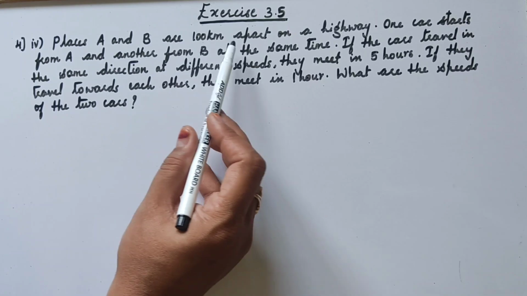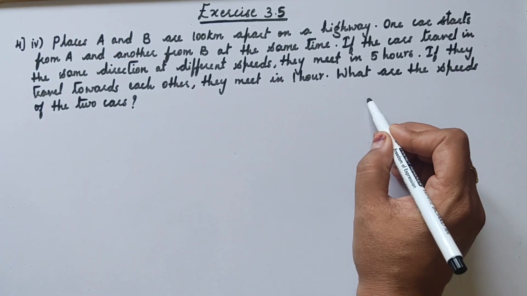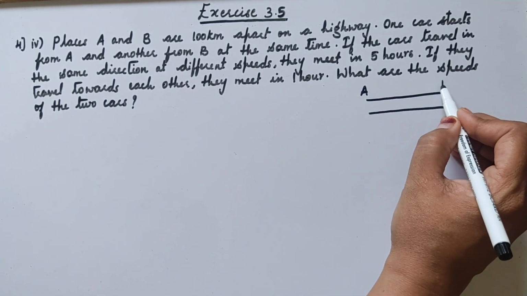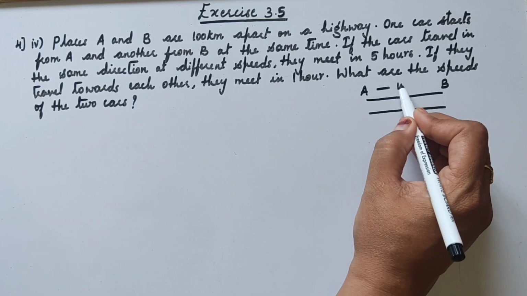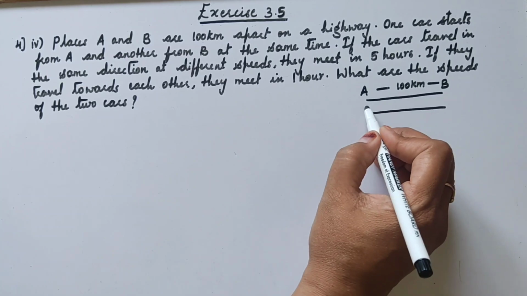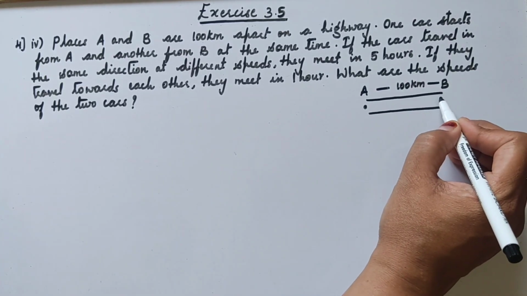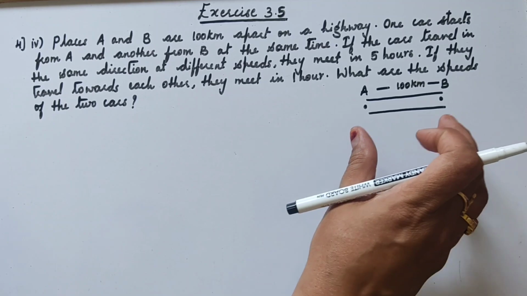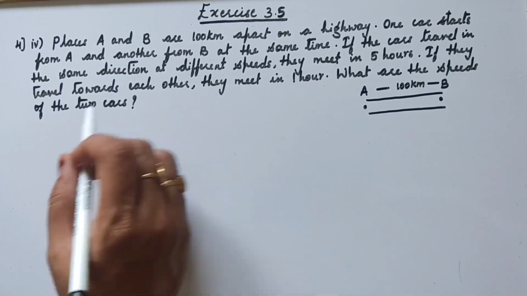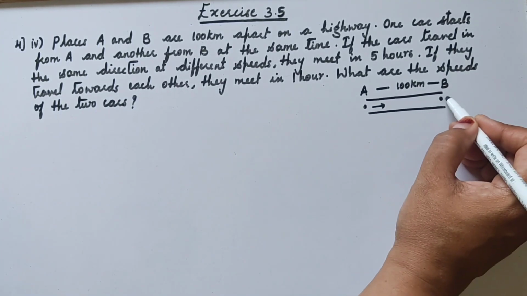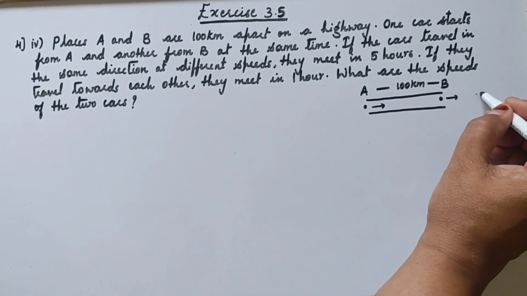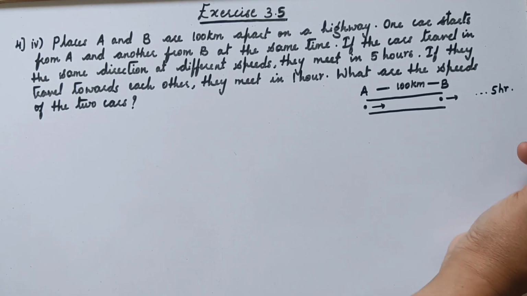Places A and B are 100 kilometers apart on the highway. This is a highway. Both the places are 100 kilometers apart. One car is going to start from A, the other going to start from B. Both are going to start at the same time. If the cars travel in the same direction, both travel in the same direction, but they maintain different speeds so that they meet in 5 hours.